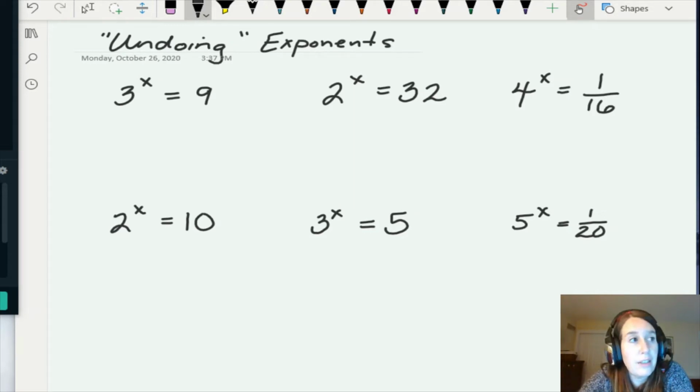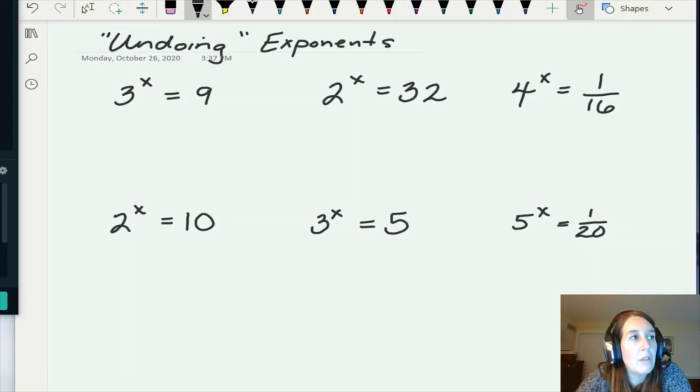2 to the x equals 10. 3 to the x equals 5. And 5 to the x equals 1/20. Okay, so these are all varying degrees of difficulty, but I want you to try to do them in your head. And if you need a calculator, just to check your answers or to think about it, that's fine.